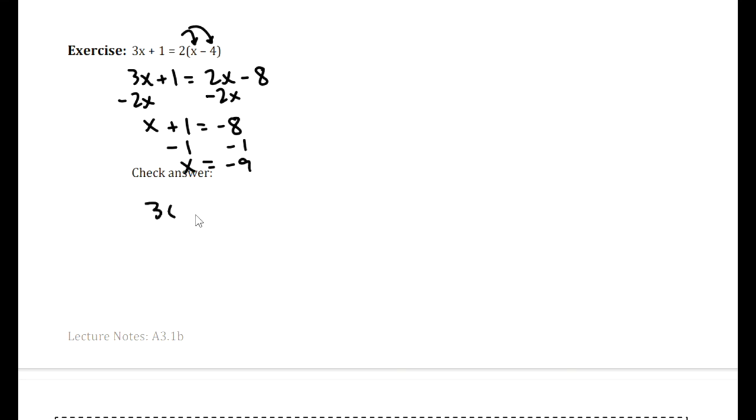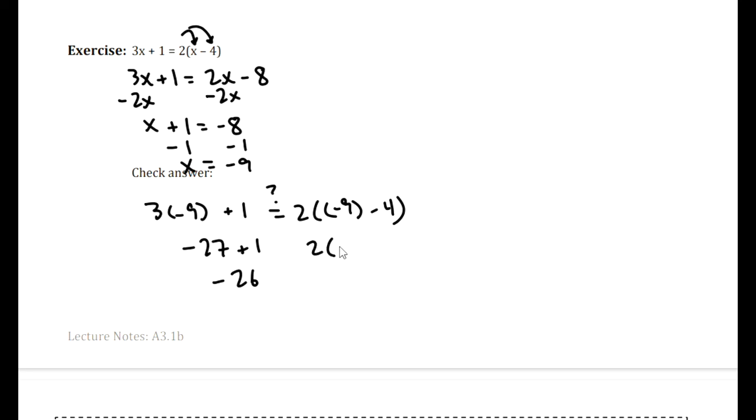And then to check, we go back to the original equation. We put in a negative 9 and a negative 9. We do PEMDAS on the left. That's negative 27 plus 1. That's negative 26. We do PEMDAS on the right. So inside the parentheses there, we have negative 9 minus 4. That's going to be negative 13. 2 times negative 13 is negative 26. So they're equal, which means x equals negative 9 is the correct answer.